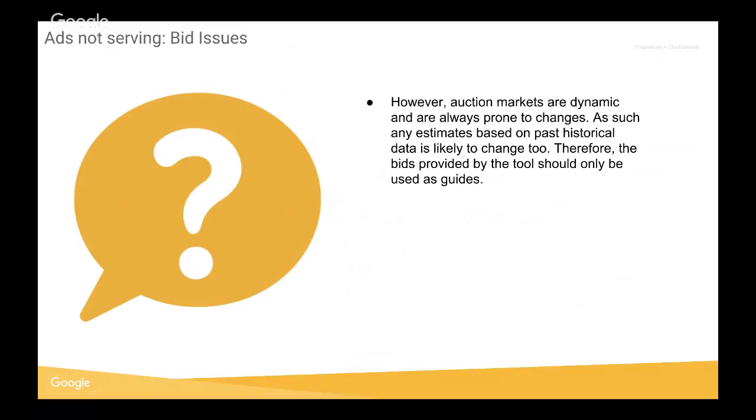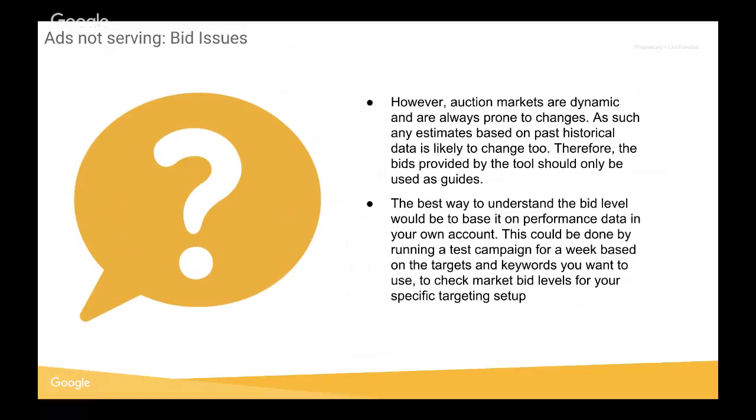So my recommendation generally is that the best way to understand a bid level is to run some tests. If you have the leeway and some time to run a test campaign for a week using all the targets that you intend to use, that'll give you an idea of where the market level bid is for those specific targets. And that'll be the most accurate way for you to see what the bid might be.